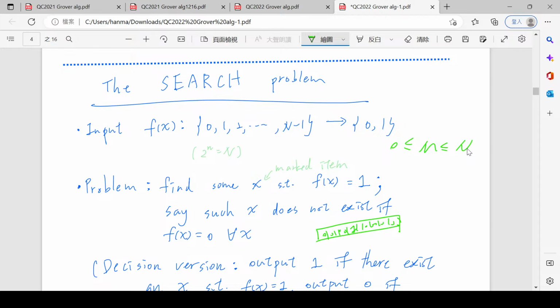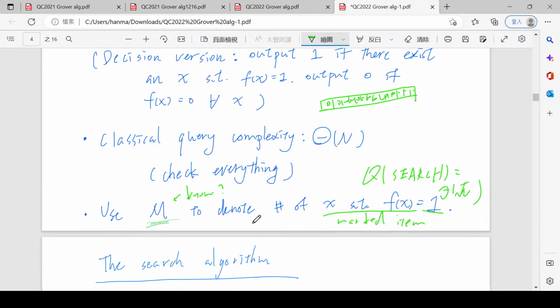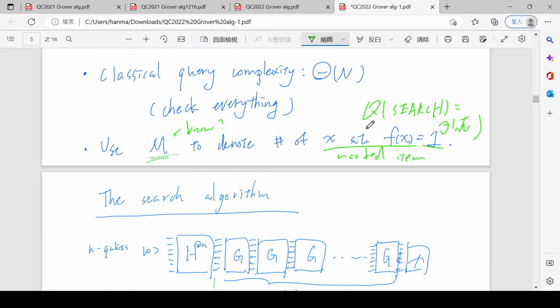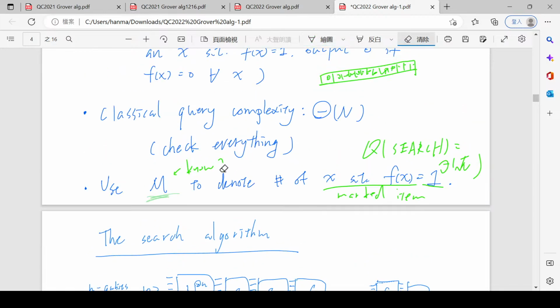And for now we'll assume our algorithm knows M, to make things easier. That's the easiest version of the problem. That's something we'll discuss later. There are a lot of tricky points about whether M is known by the algorithm.